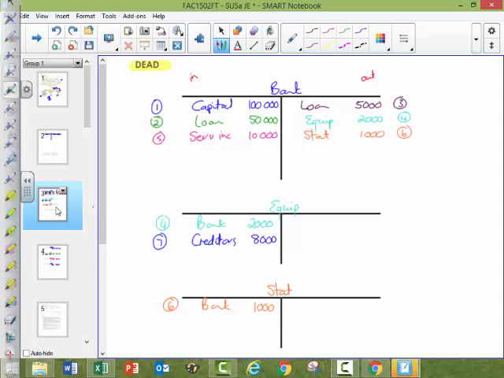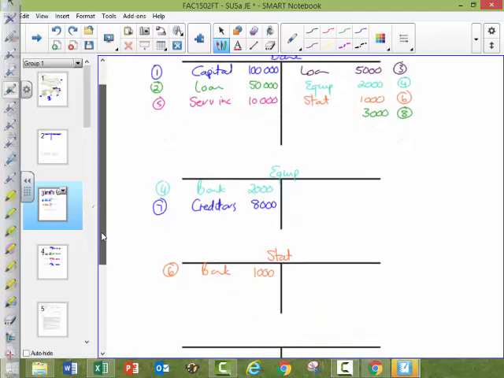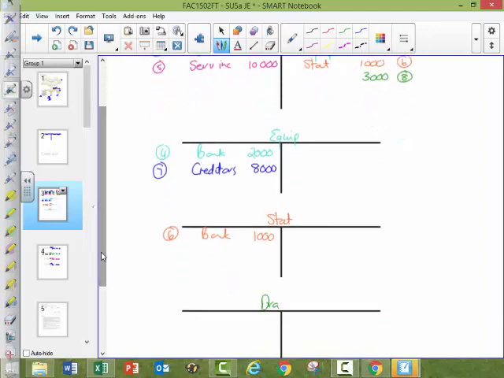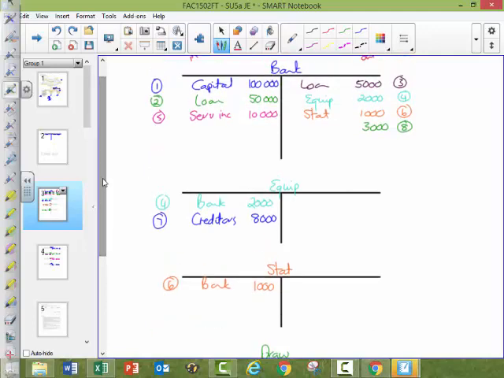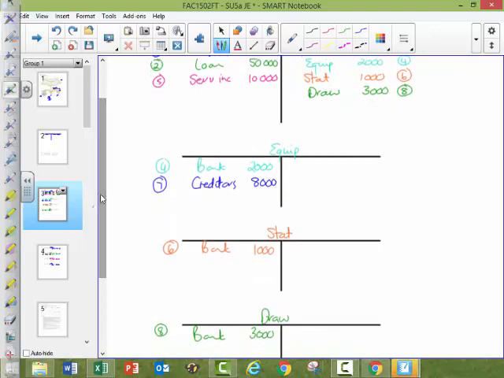Let's do one more where the owner takes some money for his own use. So money is going out, so bank will be credited. Let's make it a number I haven't used, 3,000 Rand. Bank will be credited, number 8. And I need a drawings account, so my last little account that I haven't got something in yet is drawings. For every credit, I need a debit. In drawings, I'll write bank, and in bank, I'll write drawings. There you go. Alright, so you've got an idea of how the double entry system works.